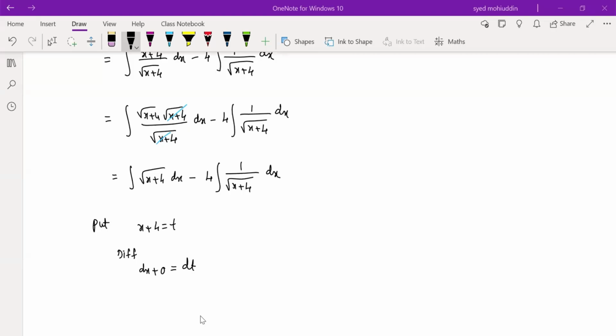But like here, shouldn't we have taken a different value for t then? If dx is coming equal to dt. Oh, yes, sir. Right.